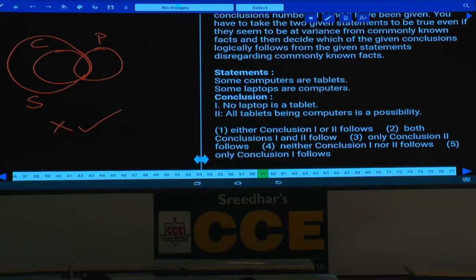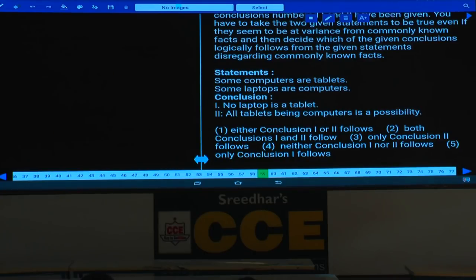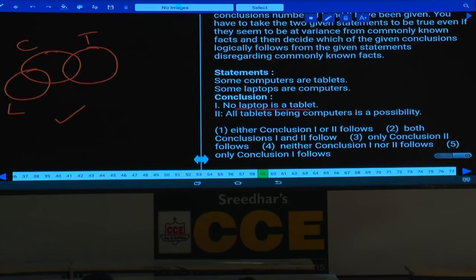Then coming to question number 59, some computers are tablets. Some of the computers are tablets can be written like this. These are the computers and these are tablets. And some laptops are computers. Some laptops are computers, some computers are tablets. Then the first one, no laptop is a tablet. No laptop is a tablet, definitely true. And the second one is a possibility. Forget about the possibility. First let us finalize the definite conclusion.